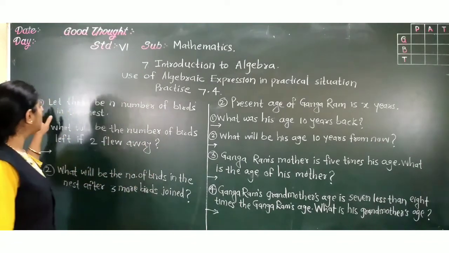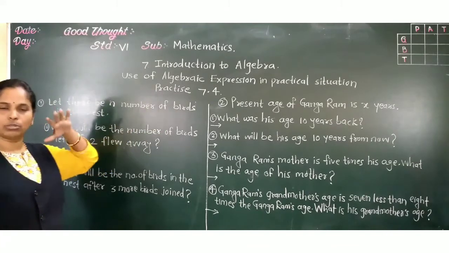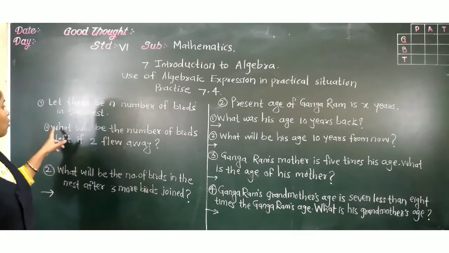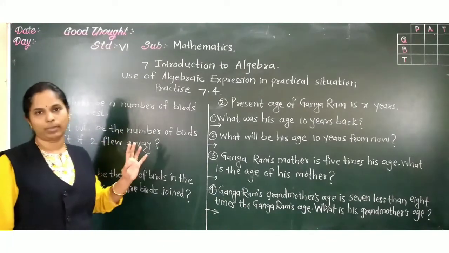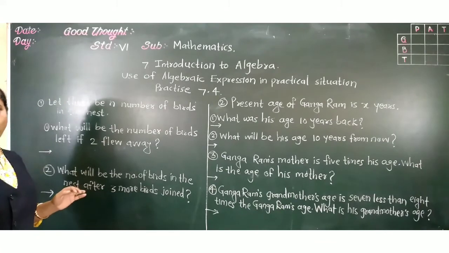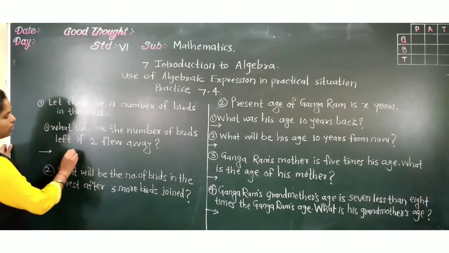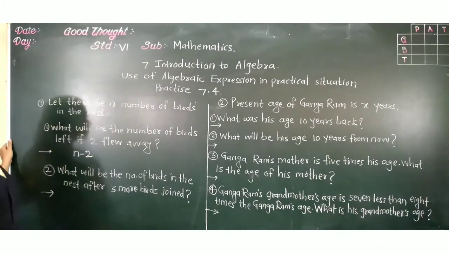First one, see here, let there be n number of birds. n number of birds are there in the nest, then what will be the number of birds left if 2 flew away? Out of n number of birds, if 2 flew away, what number of birds will be left? So how will we write this? From the total, left means we are going to subtract: n minus 2. Okay. These many birds will remain in the nest.